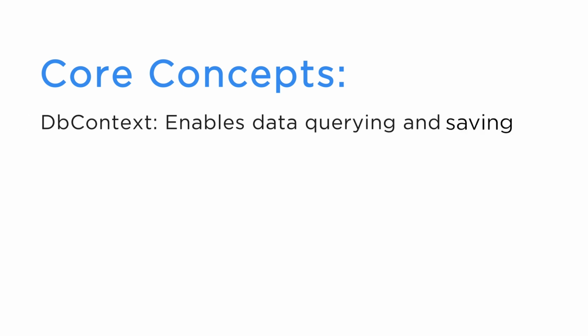Now, starting with the next part, you are going to hear about the Entity Framework a lot because you'll learn how to set it up and also how to use it for all the database-related actions. But there are some core concepts that you need to know. DB context is the most important class in Entity Framework because it does represent a session with the database, which enables data querying and saving. You can think of the DB context as the heart of the Entity Framework.